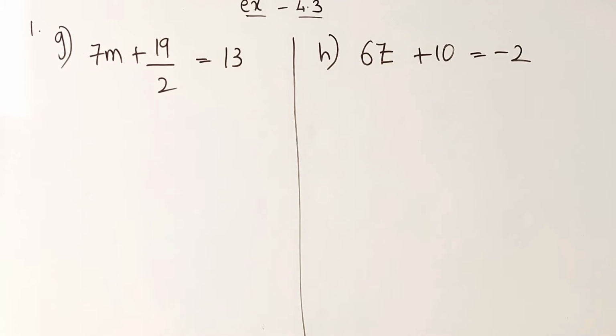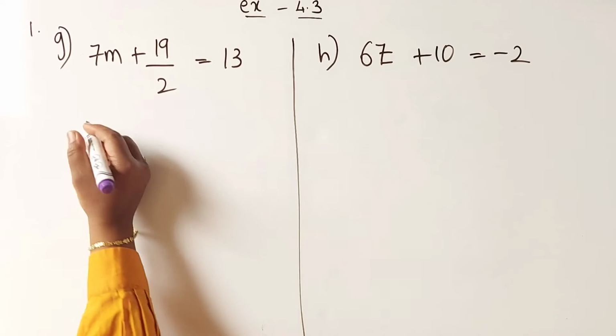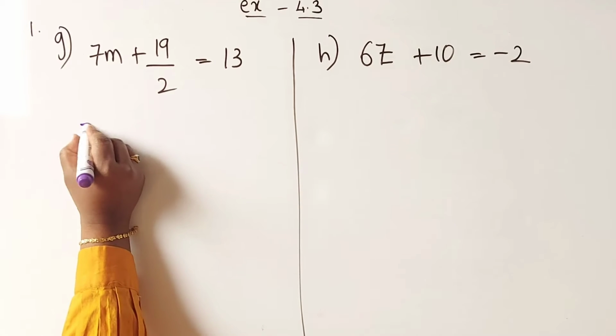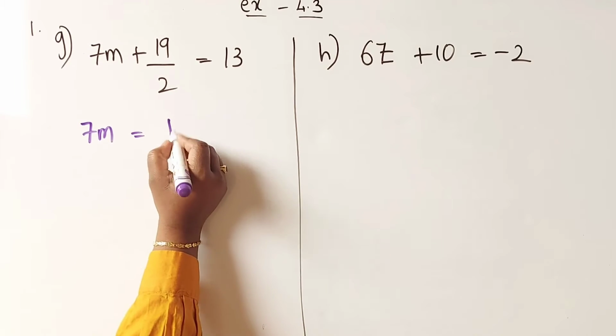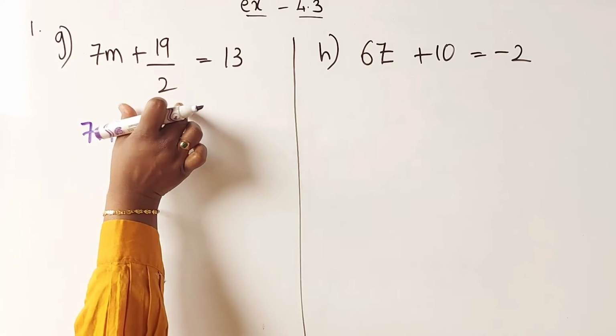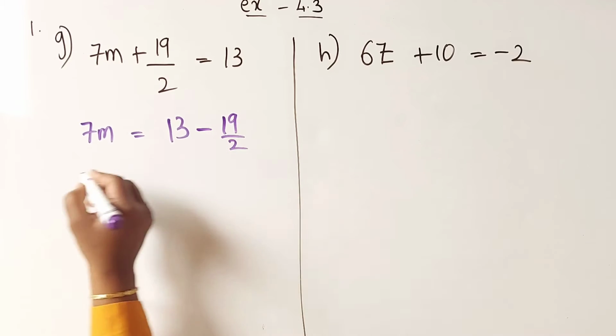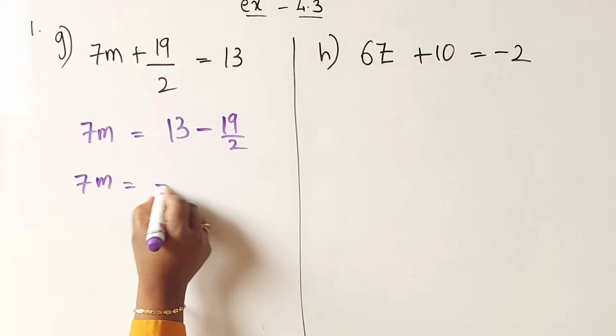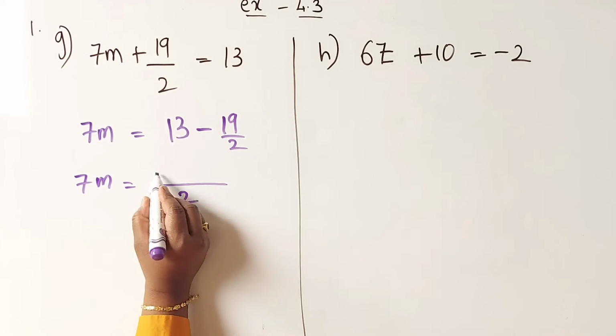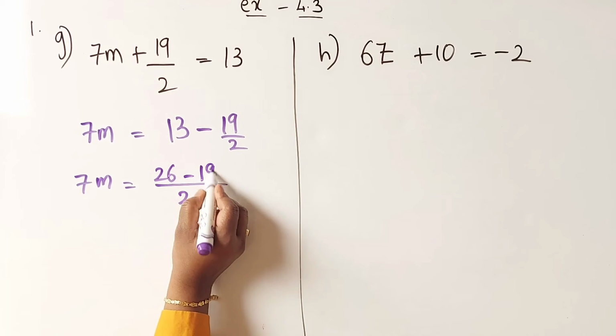Question G, children: 7m plus 19 by 2 equal to 13. Keep 7m on the left hand side and 13 here. Now we are sending 19 by 2 to the right hand side. It will be minus 19 by 2. Right? So 7m equal to, take LCM 2 here. 2 13s are 26 minus 19.